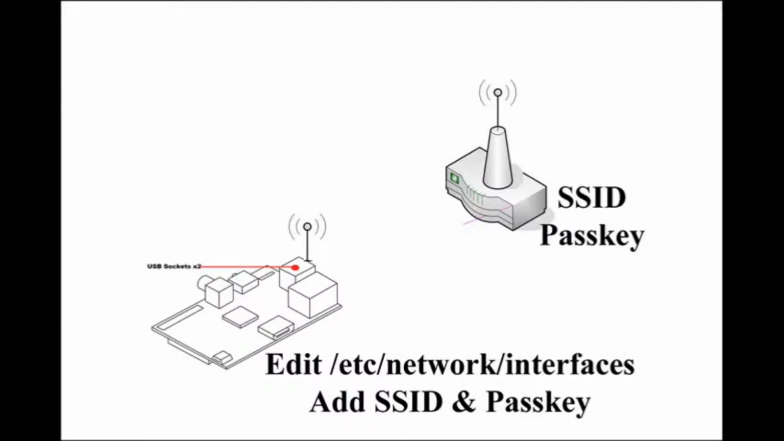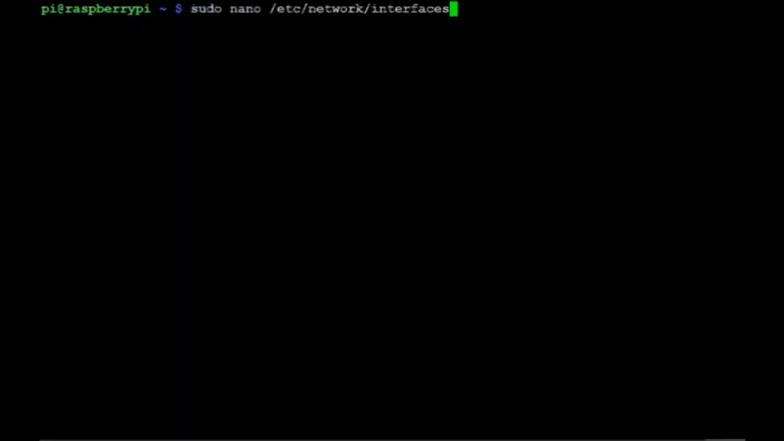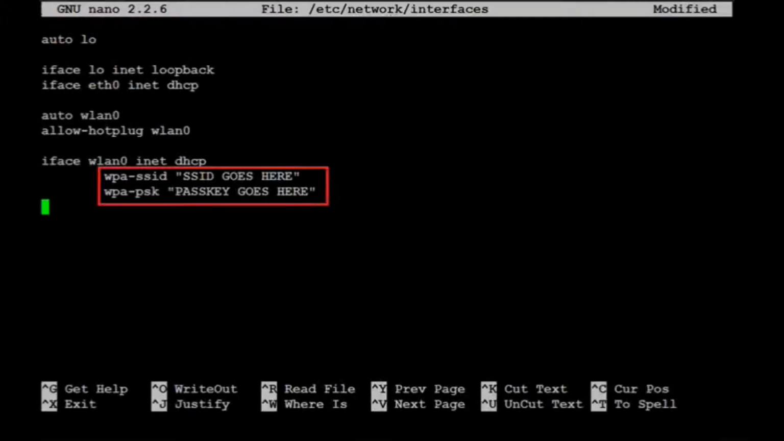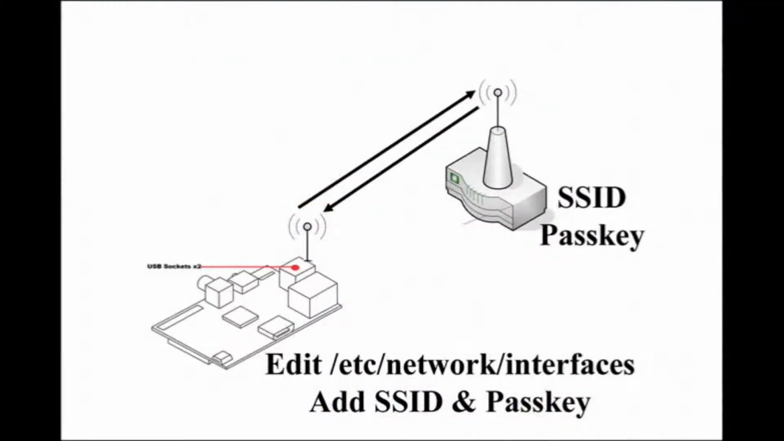We do this by opening the terminal window and typing sudo nano /etc/network/interfaces. This will open the network interfaces configuration file. The last two lines of the file need to be changed to the SSID and passkey of the Wi-Fi router you wish to connect with. Once this is completed we reboot and the Raspberry Pi connects with the associated Wi-Fi router.